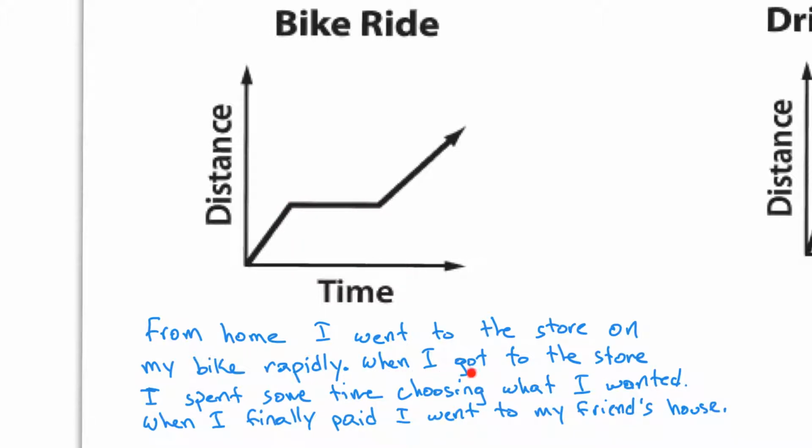When I got to the store, I spent some time choosing what I wanted. So this right here means that I was in the store choosing what I wanted. Now you have to understand, notice that we do have the time and the distance. So from home, I went to the store, and the distance here on the y value has changed. It was increasing and then it was constant. So the time was actually running.